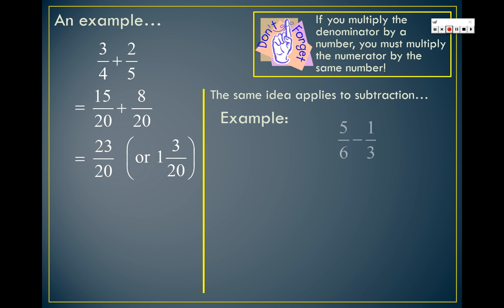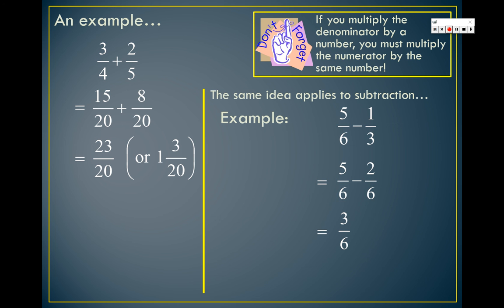You can do the same thing with subtraction. With subtraction, you also need a common denominator. What's the best common denominator for this 5/6 minus 1/3 question? 6, yeah. You could go to 18. 18 will work, but 6 is going to be easier to do. So I multiply the 1/3 by 2 on the top and 2 on the bottom, and then I subtract the two fractions. Subtract the tops, the numerators, keep the bottom the same.